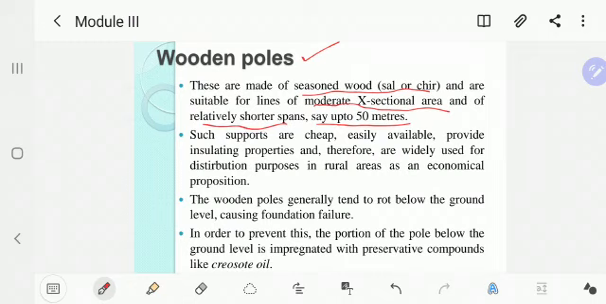Such supports are very cheap, they are easily available, and they also provide insulating properties, and therefore they are normally used in rural areas because the cost is less. Now, what is the third important property? The wooden poles generally tend to rot below the ground, causing foundation failure. That is a big disadvantage of the wooden pole.